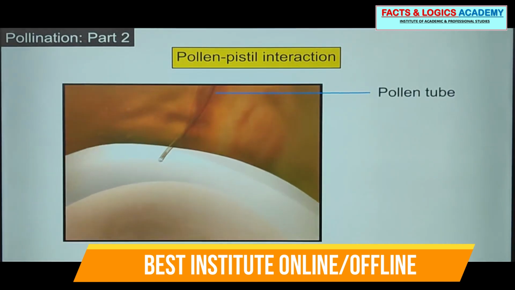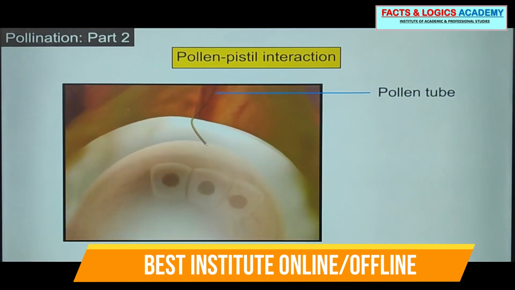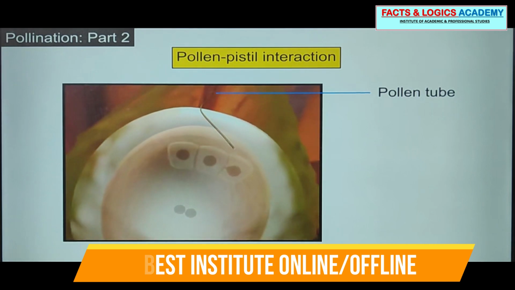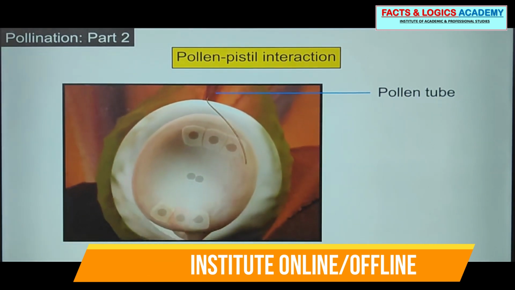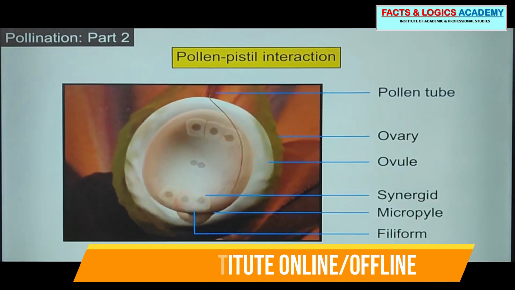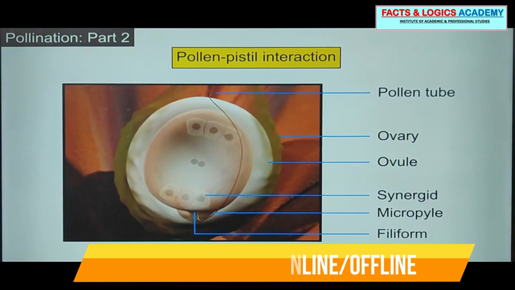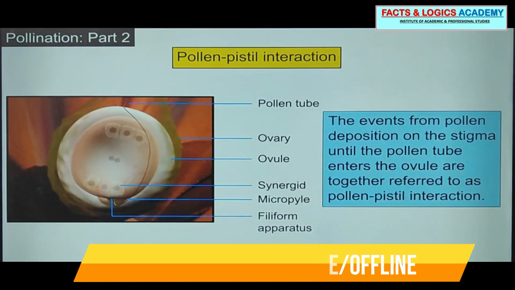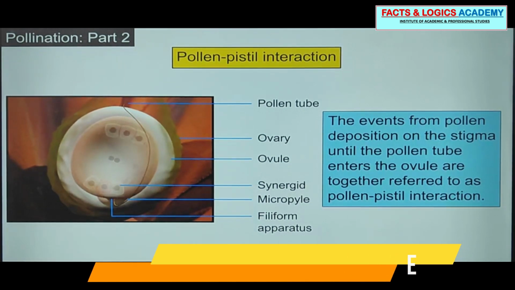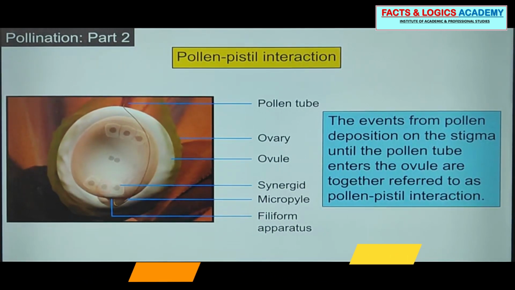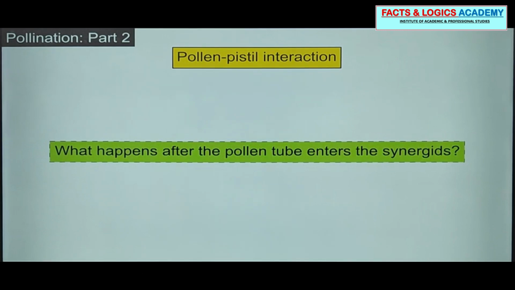The pollen tube, after reaching the ovary, enters the ovule through the micropyle and then enters one of the synergids through the filiform apparatus. Students, all these events from pollen deposition on the stigma until the pollen tube enters the ovule are together referred to as pollen-pistil interaction. So, what happens after the pollen tube enters the synergids?